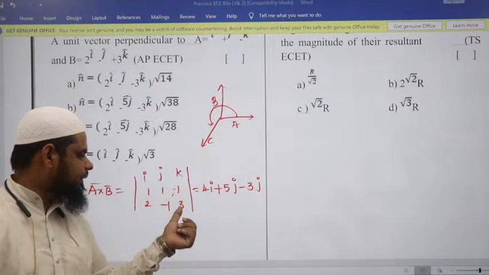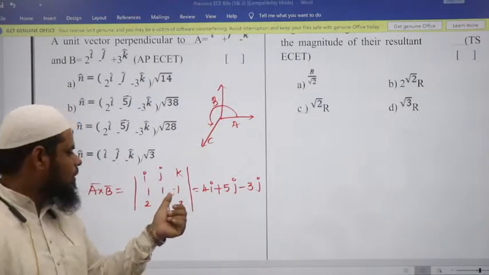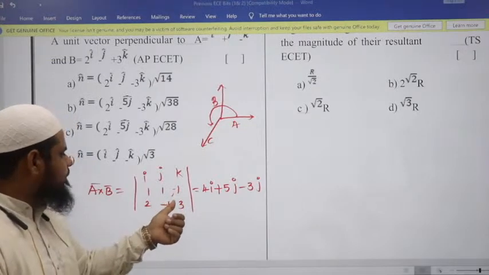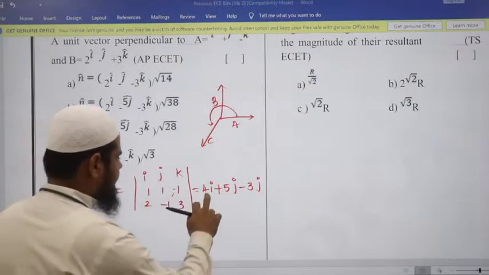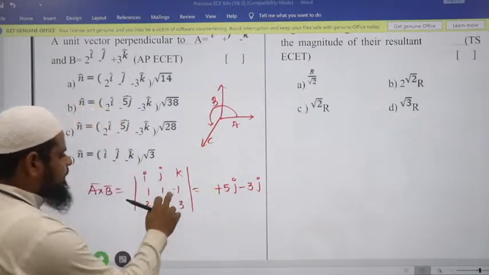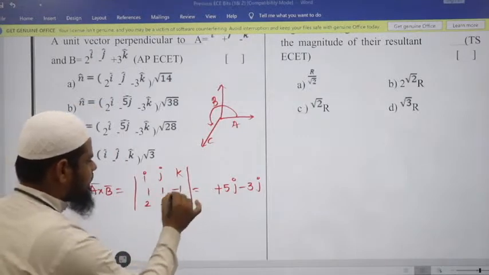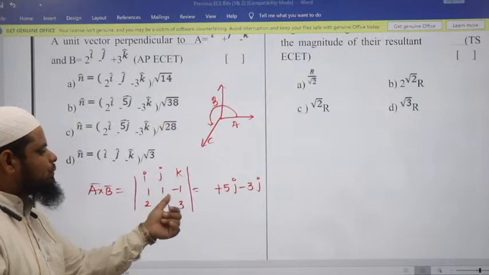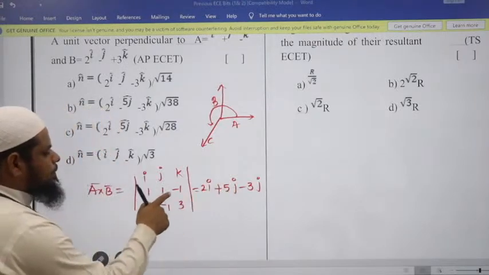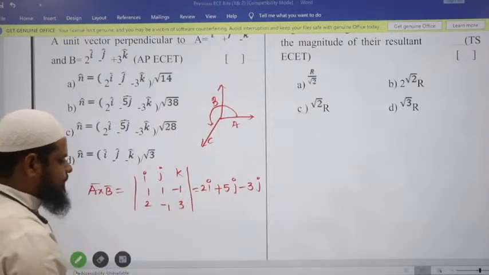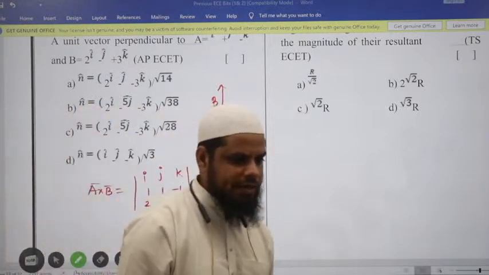1 into 3, 3. This one is minus into minus, becomes plus. This is minus 1. So 3 minus 1 is nothing but 2, 2I. 3 minus of minus is plus 5j. And again minus 1 minus 2, minus 3j. So that is our vector.